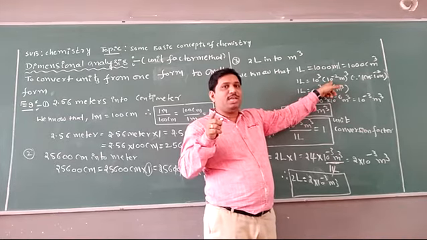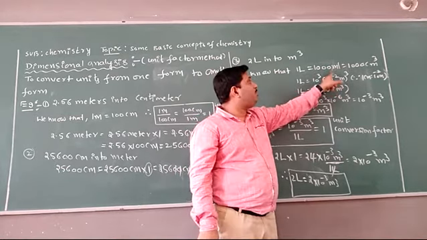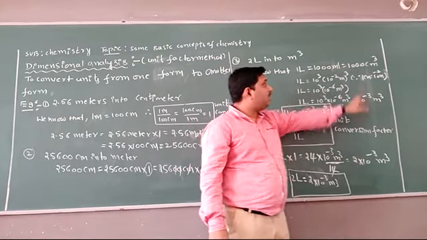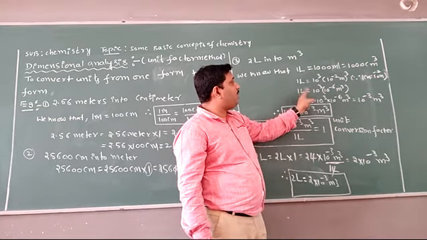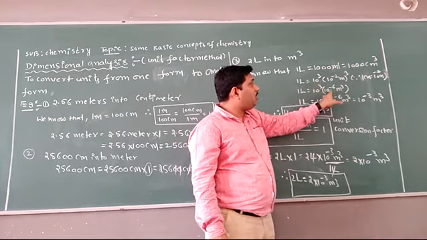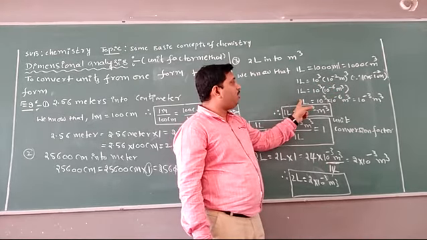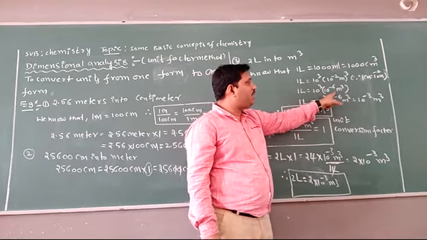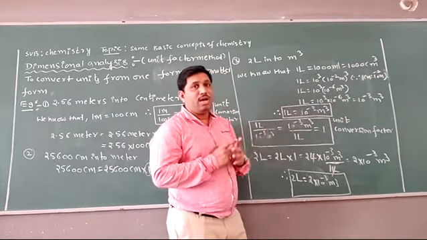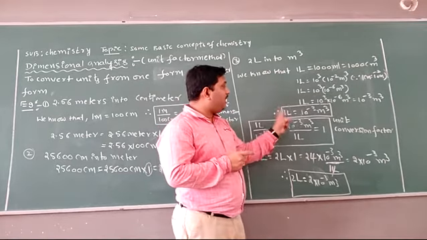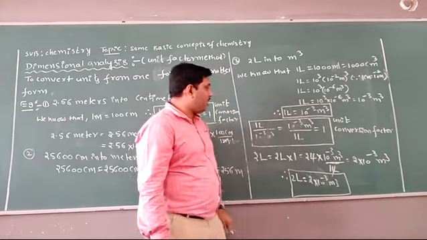1 centimeter cube is equal to 10 to the power of minus 2 meter whole cube, since 1 centimeter is equal to 10 to the power of minus 2 meter. Therefore, 1 liter is equal to 10 cube into 10 to the power of minus 6 meter cube. 1 liter is equal to 10 to the power of 3 into 10 to the power of minus 6 meter cube. That is 10 to the power of minus 3 meter cube. Therefore, our required relation is 1 liter is equal to 10 to the power of minus 3 meter cube.